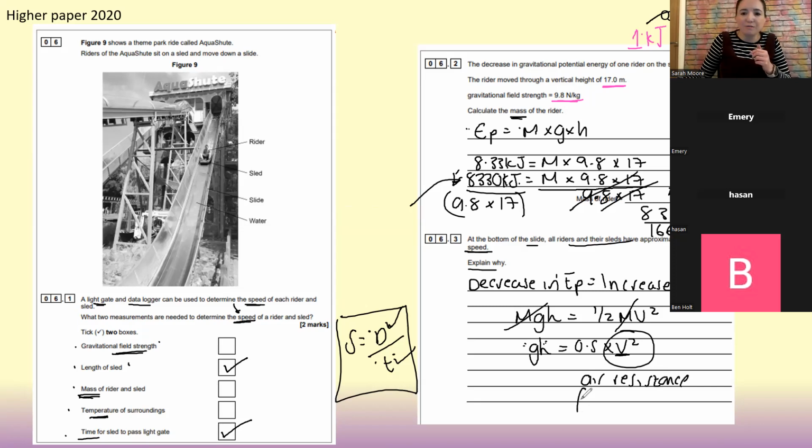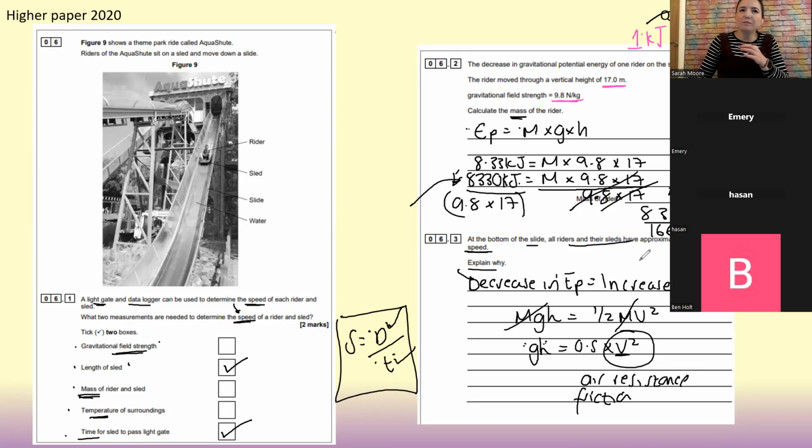There may be subtle differences due to air resistance and possibly due to friction, but because the sled, is it a sled? Yeah, it's a sled, isn't made out of the same material, and the slide is made out of the same material, presumably those differences are going to be minimal. But this question really relies on us being able to make this link between the decrease in potential energy and an increase in kinetic energy.